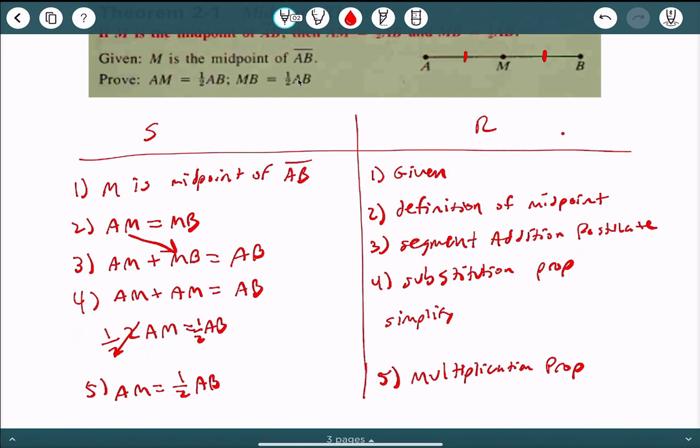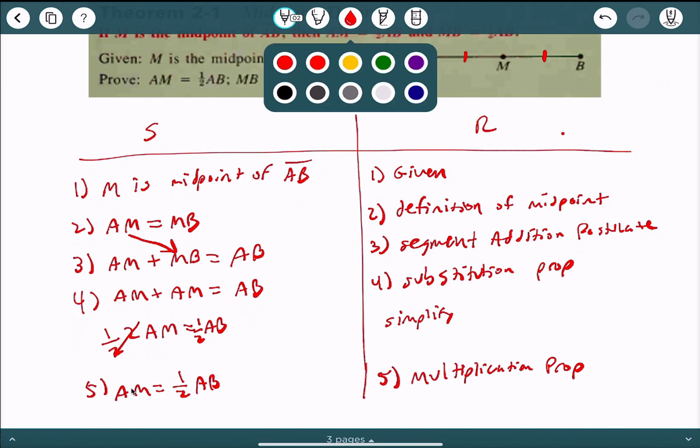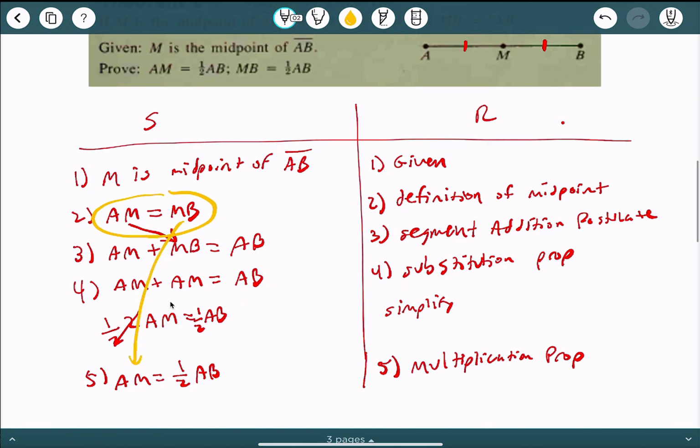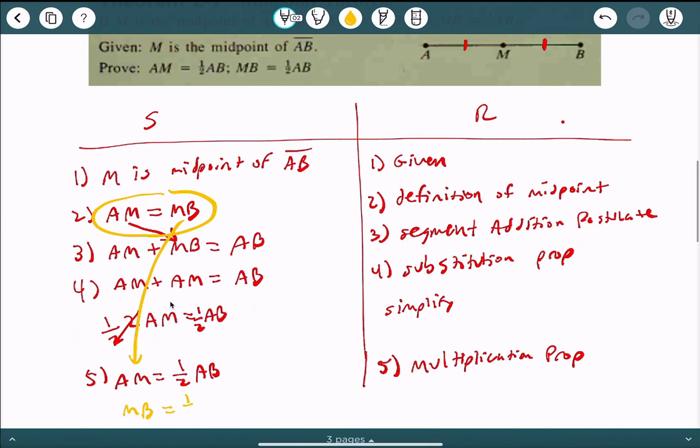And it also says to prove this one, so MB is equal to half AB. So we already have the half AB here, so if I want an MB over here, well, I know AM and MB are equal to each other, right? So instead of writing AM, I could just substitute MB in here and have MB is equal to half AB. And we'll write that. So that's our substitution property. Because if I have two things equal, I can just substitute and replace one with it. Okay, and this is what we're trying to prove. So that is what my proof will look like.